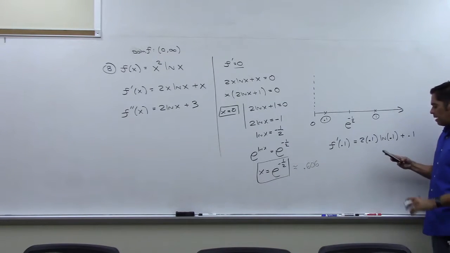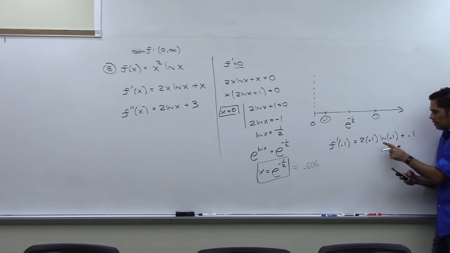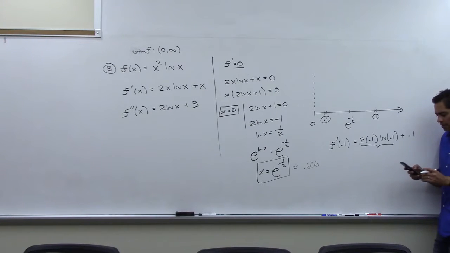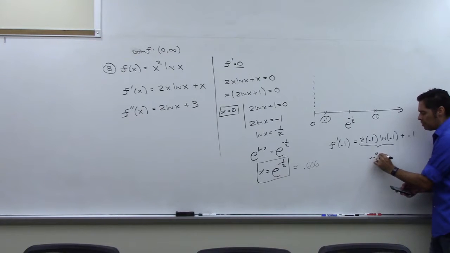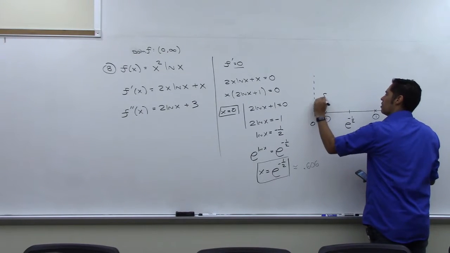I need my calculator. 0.1 natural log, negative 2.3, times 0.1 times 2. I'm getting negative 0.46. And then I add 0.1. And that's still going to be a negative number. That means my original function is going down here.